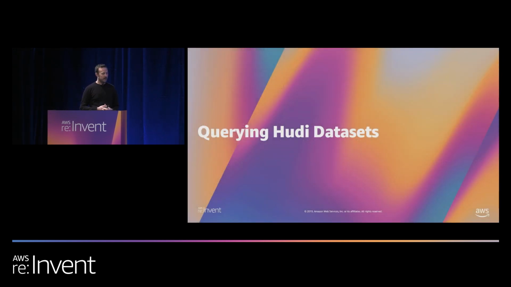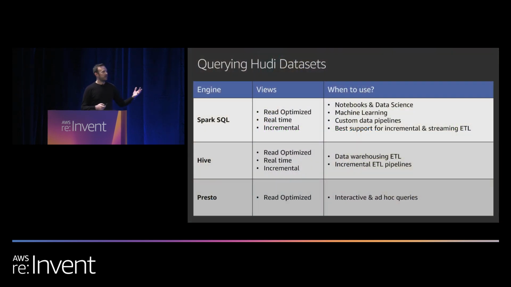Cool. So next we want to talk about, once you have data in your dataset, what are some details about querying that dataset? Here on the screen, we have a table that shows the different engines that are supported to query datasets and the specific views that are also supported. One of the things that a lot of customers ask is, okay, you have these different views, but how exactly do you configure Spark or configure Hive to take advantage of those views? And we wanted to walk you through some details about how each of them can be used.